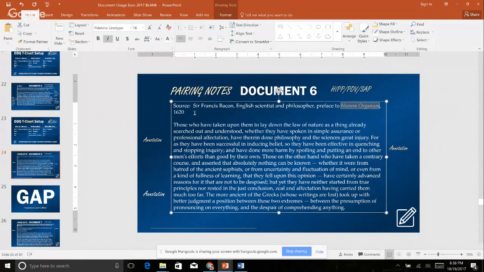The more ancient of the Greeks, whose writings are lost, took up with better judgment a position between these two extremes, between the presumption of pronouncing on everything and the despair of comprehending anything.